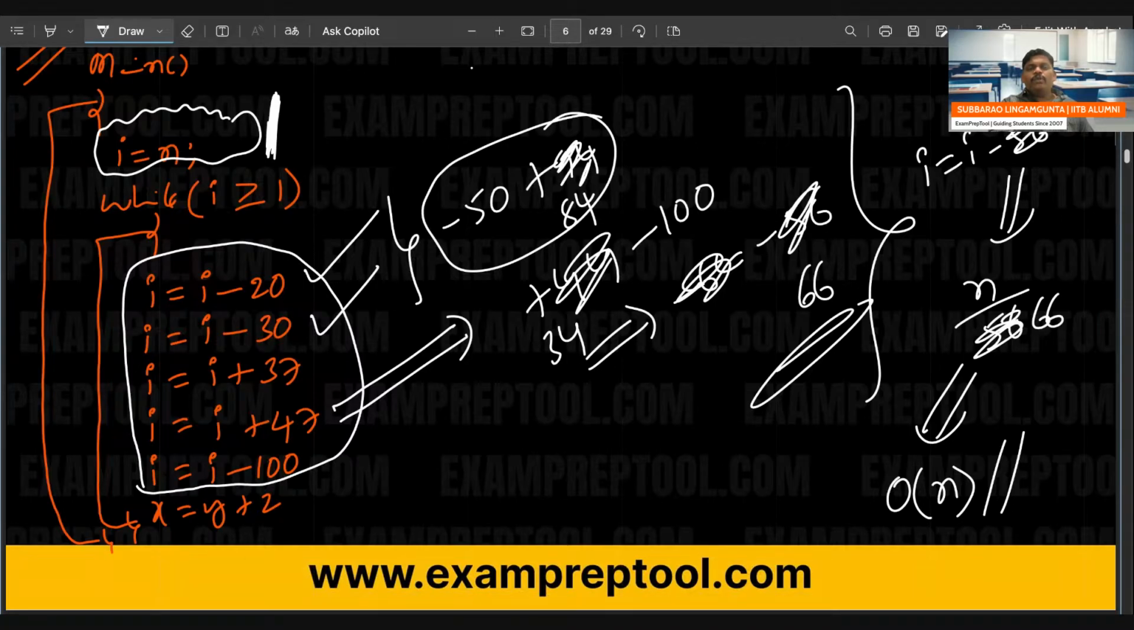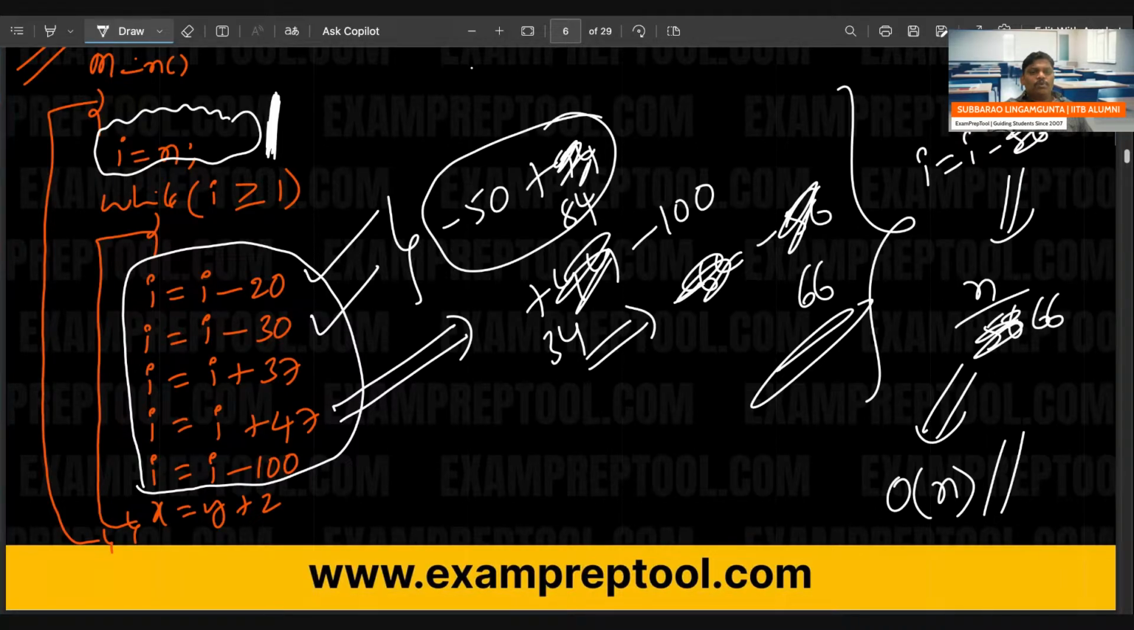So minus 50 plus 84, not 94 plus 84. Minus 50 plus 84 is going to be 34. 34 minus 100 is minus 66, which is going to be i is equal to i minus 66, which is going to be n by 66, which is nothing but big O of n. Sahil is correct.